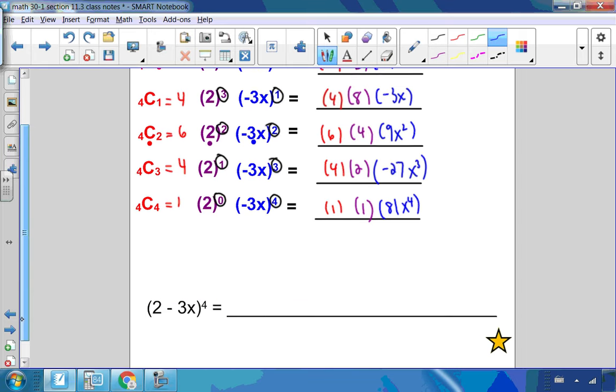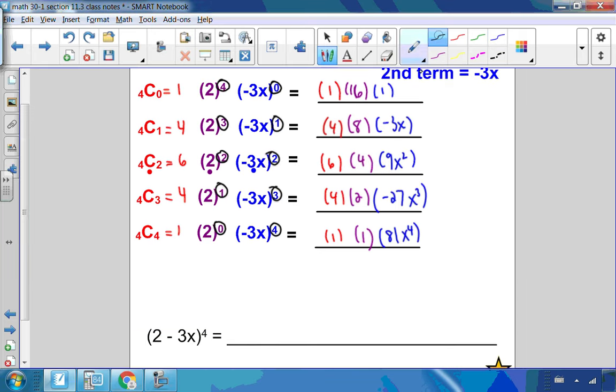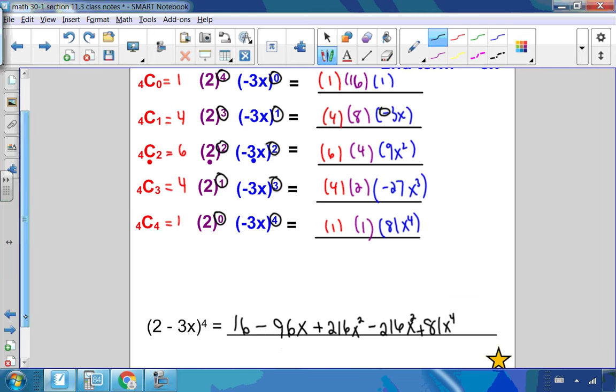So now to expand this, all I have to do is just multiply my numbers together. So 1 times 16 times 1, that's just 16. And then minus, because this is a negative, I'm going to multiply 4 and 8 and 3 together to get 96x. Okay, now I have a positive. 4 times 4 times 9, 216x squared. And then 4 times 2 times 27, negative means subtract, is 216x cubed. And then 1 times 81 is just 81x exponent 4, and that's positive. Okay, so that's how it looks. That's a good answer.